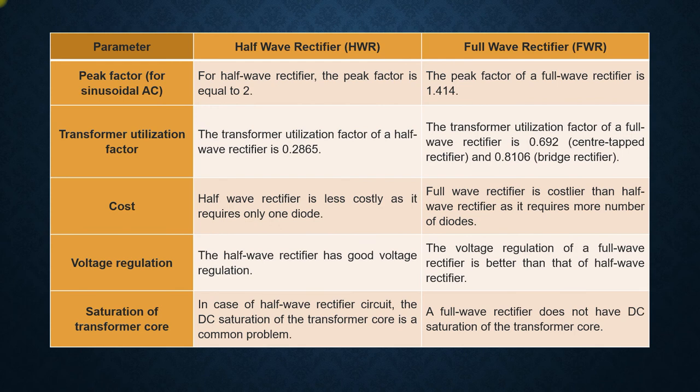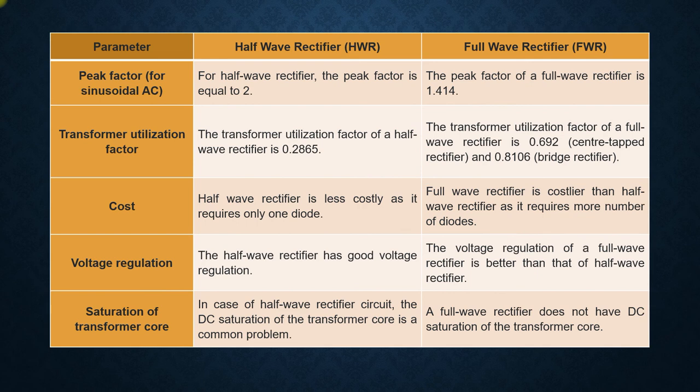The next one is peak factor. For a half wave rectifier the peak factor is equal to 2, and for a full wave rectifier it is 1.414. Coming to the transformer utilization factor, for a half wave rectifier it is 0.2865, and for a full wave rectifier it is 0.692 for the center tapped rectifier and 0.8106 for the bridge rectifier.